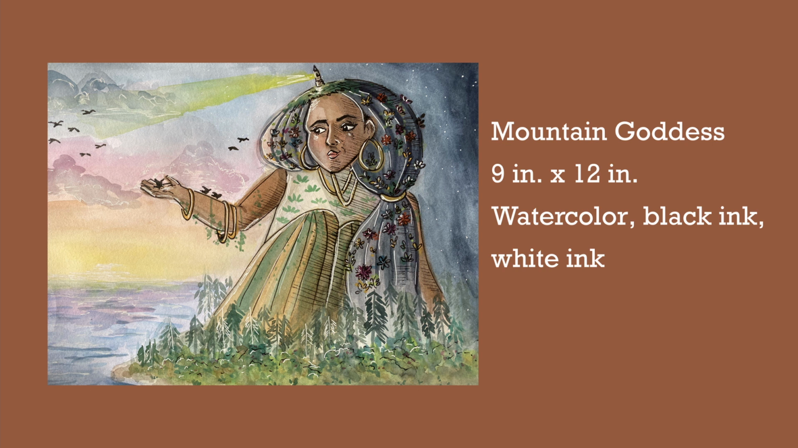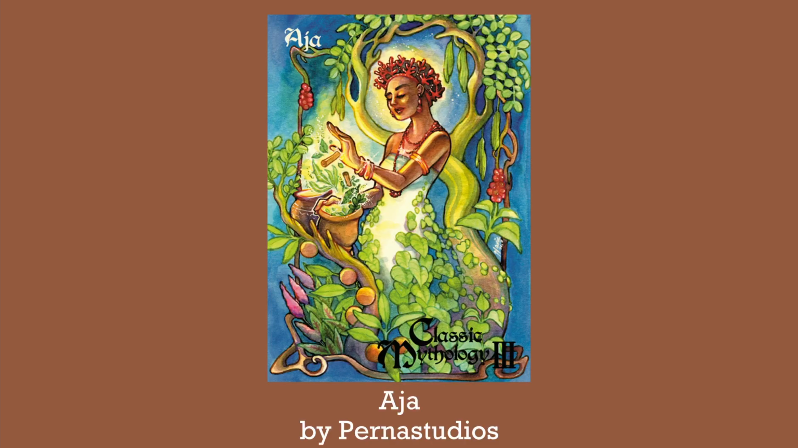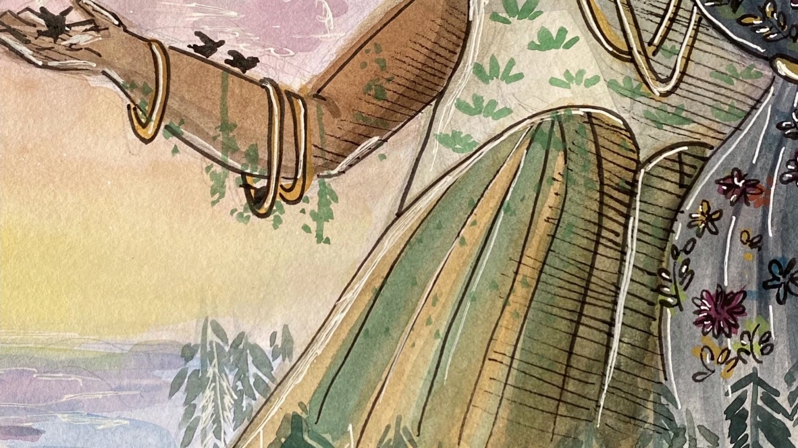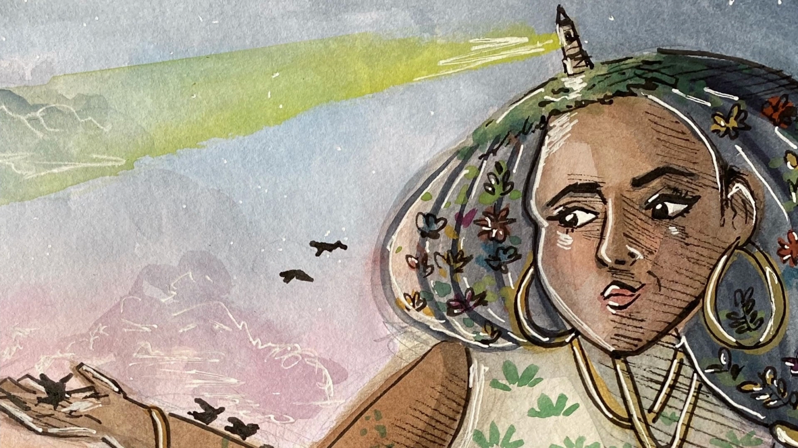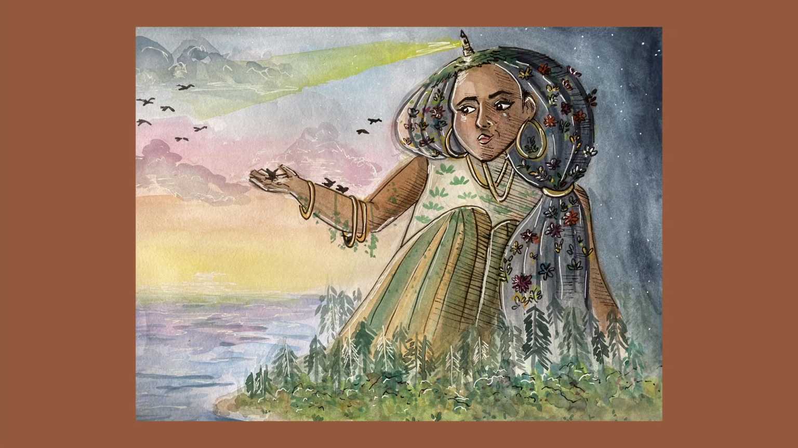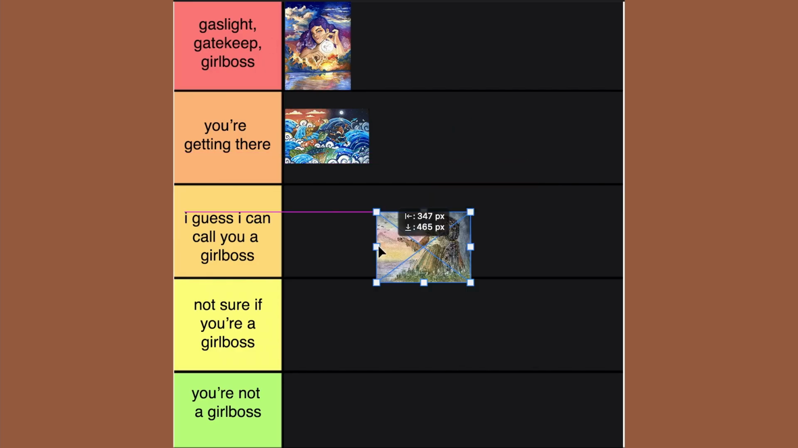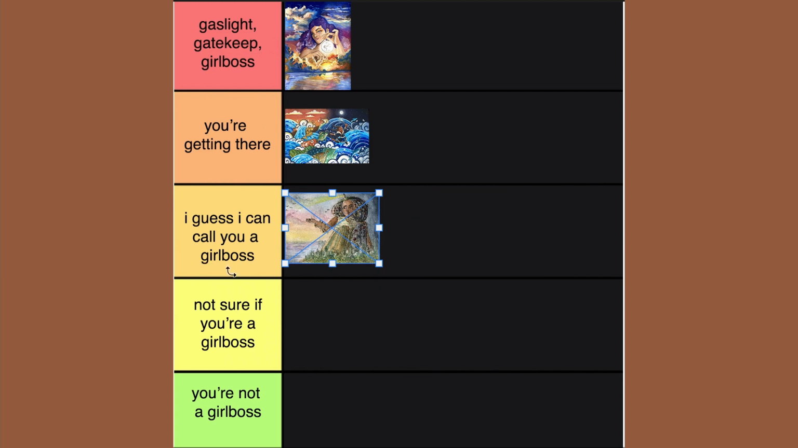Mountain goddess. This goddess is inspired by Acha, I hope I say this right, the spirit of the forest in African mythology, chilling with the birds and a lighthouse on top of her head. I wonder if it will appear again. I was in a rush, and gotta be honest, I'm not the best when it comes to watercolor. I wasn't a fan of cross hatching, but you know, it's growing on me, so I'm gonna put you in, I guess I can call you a girl boss.